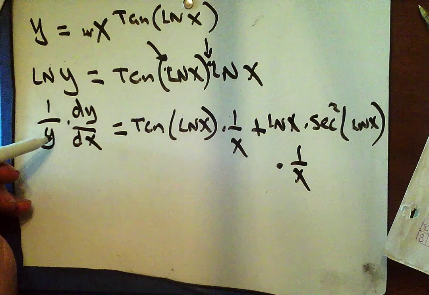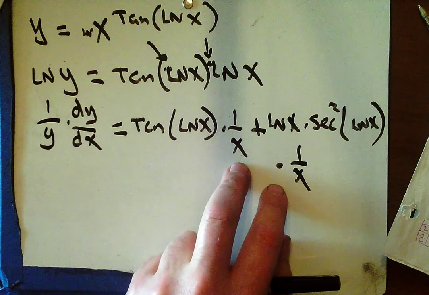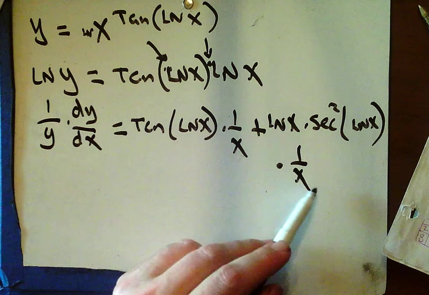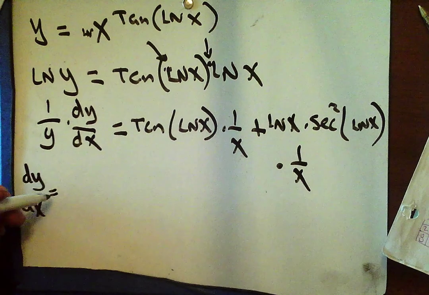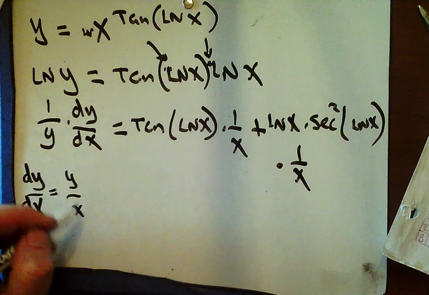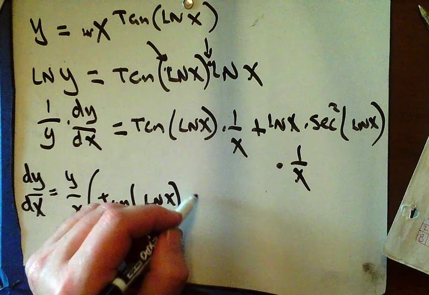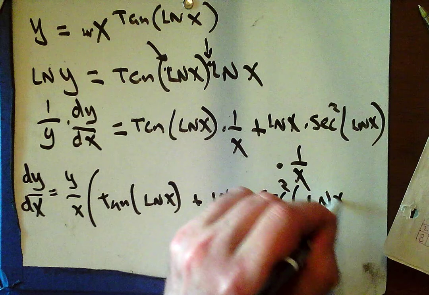I'm going to multiply both sides by y, and I'm going to factor this out. You don't have to factor this out in Chapter 4. In Chapter 5, you'll be setting all the factors equal to 0, so you probably have to do that, but I can't imagine doing that in a problem quite like this. But I'm going to factor out the 1 over x to save a little space. So I'm going to have dy/dx equals y times 1 over x, so I'll have y over x, and then I've got tangent of ln of x plus ln of x times secant squared ln of x.